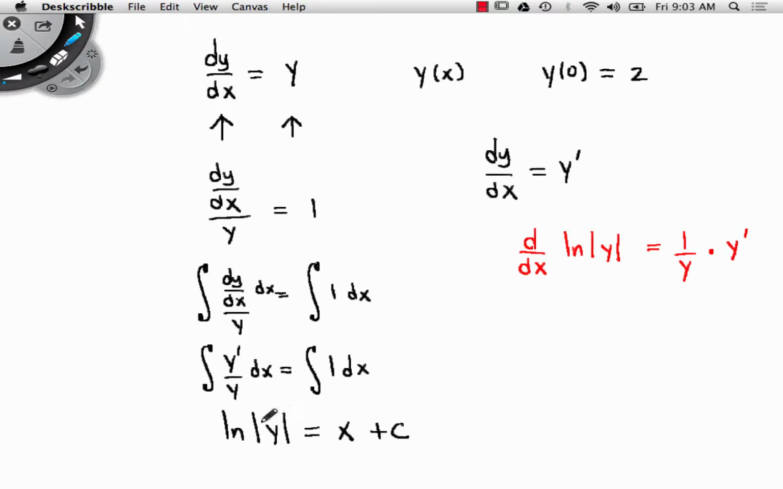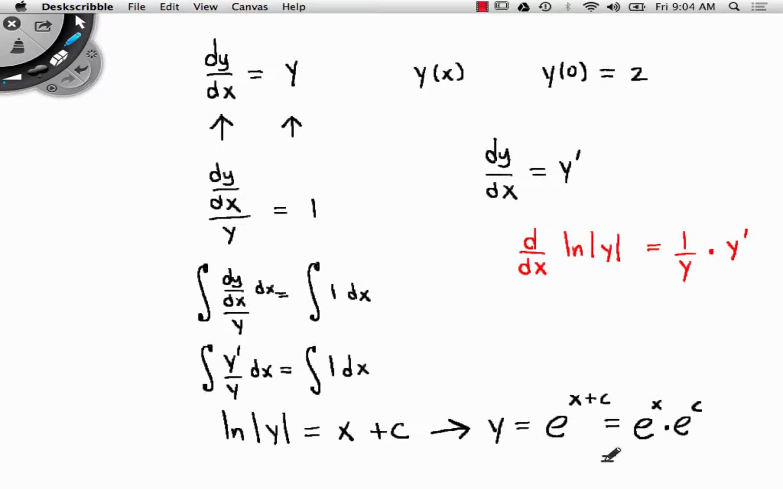So now I have to solve for y. That's the goal. How do we get rid of the natural logarithm? We e both sides. So I know that y equals e to the x plus c, but that's the same thing as e to the x times e to the c. And c is the unknown constant, right? So that means that e to the c is also a constant that's unknown in this case.